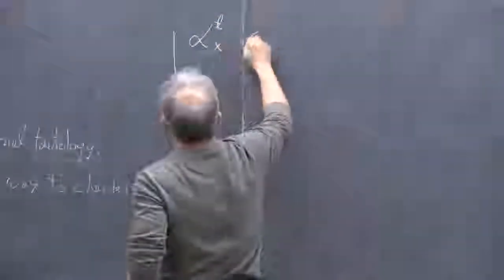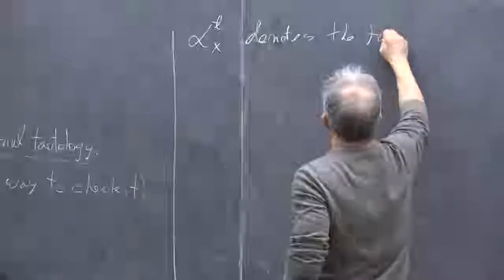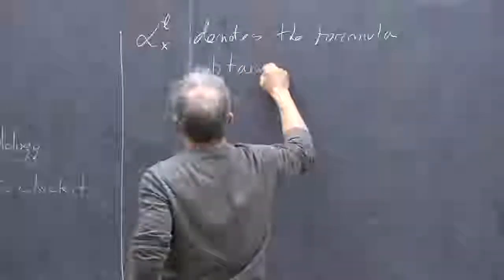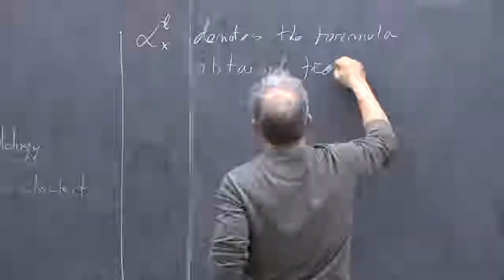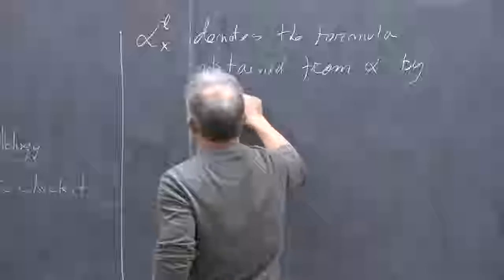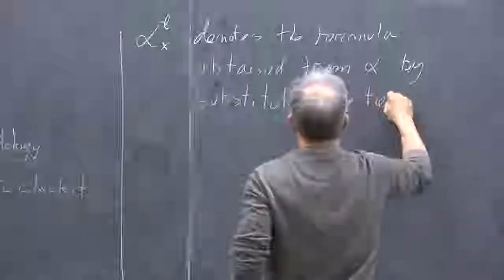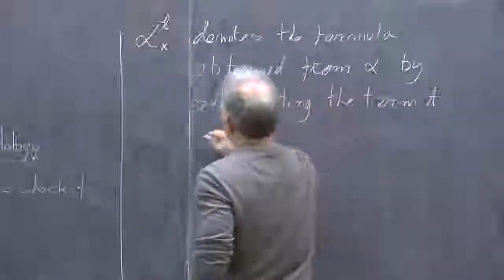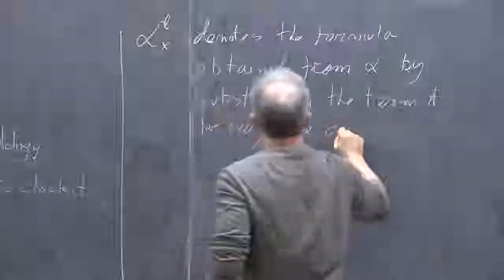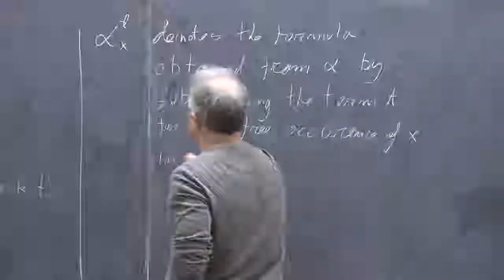Alpha t x denotes the formula obtained from alpha by substituting the term t for every free occurrence of x in alpha.